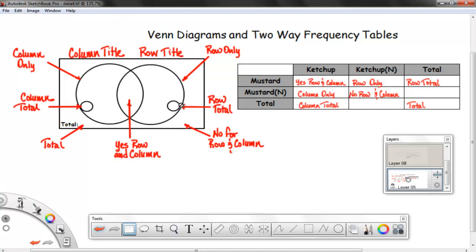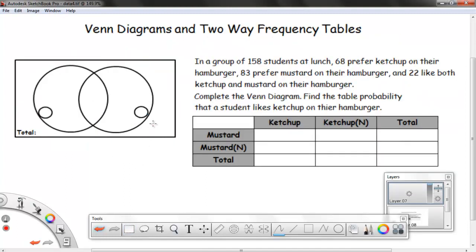And to find the row only, I would take the row total and subtract those that have a yes for the row and column, and we'll do a problem. So study this, make sure you take this entire thing down in your notes, and it should help you make sure that if we give you a Venn diagram, you can fill out the two-way frequency table correctly.